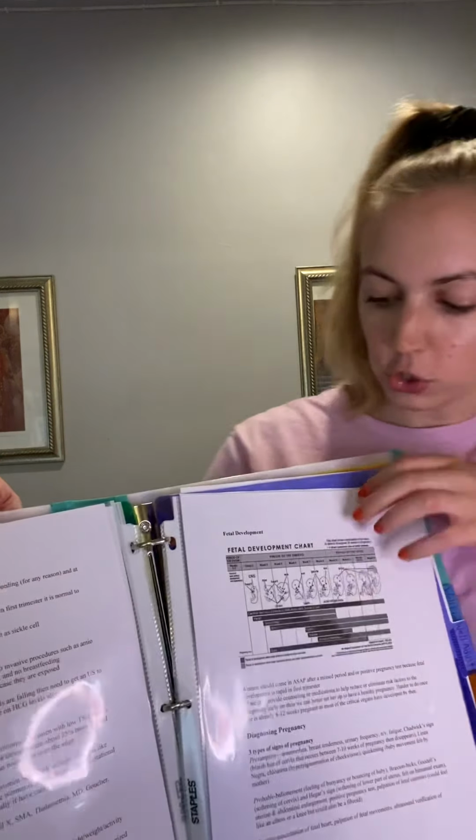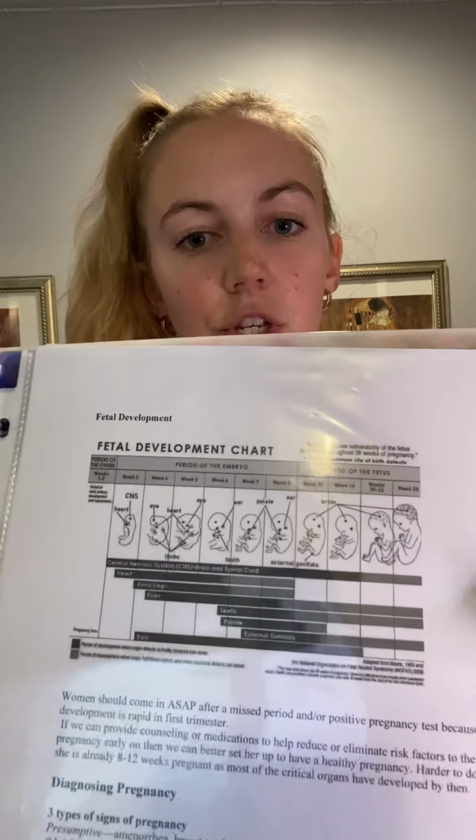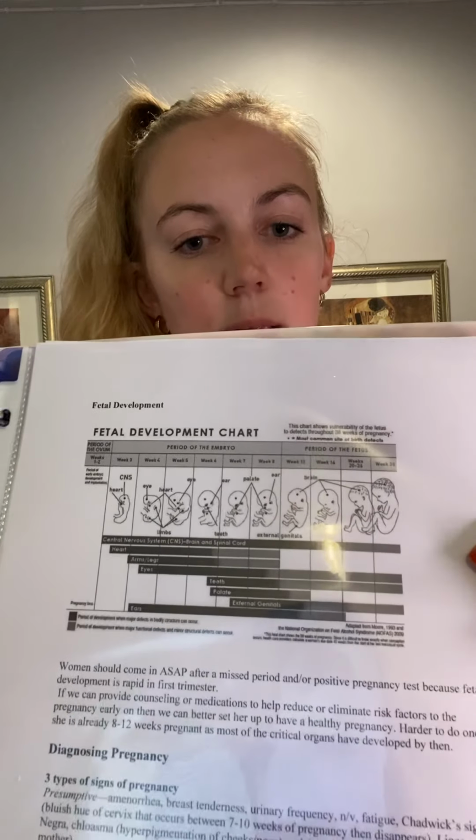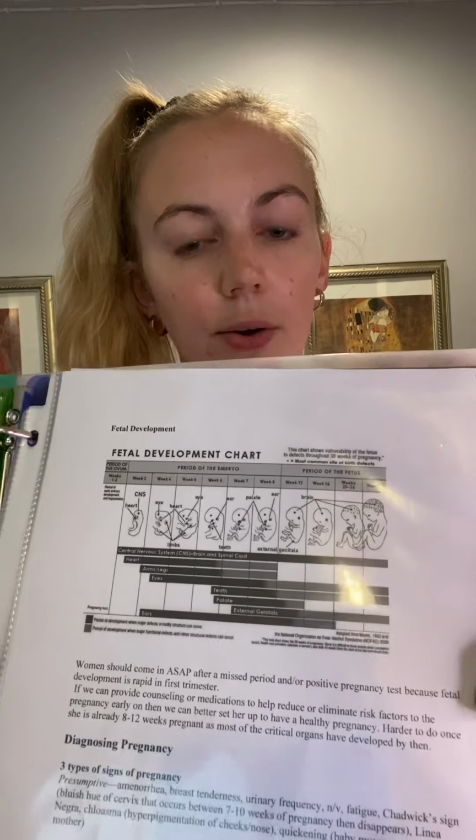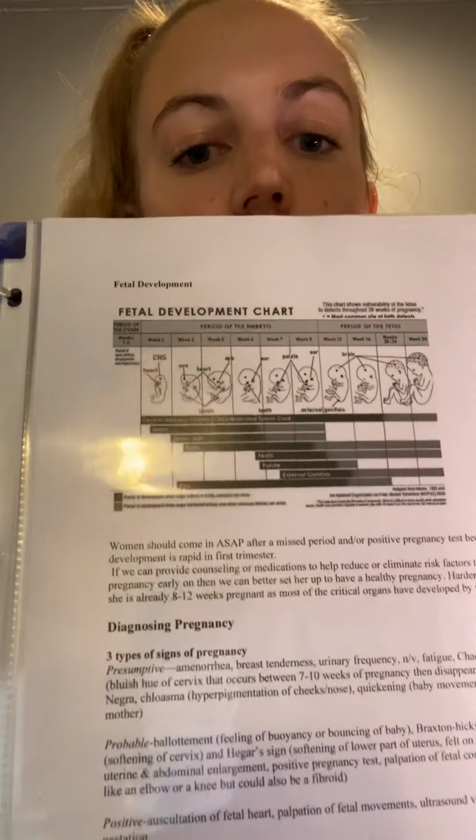And then moving on to fetal development, I just included a little graphic on the different stages of fetal development. And I think this is important because basically it shows why it's important to reach a woman early on in her pregnancy, right after she's had a positive pregnancy test, because there's rapid development in the first 8 to 12 weeks. And then just some information on diagnosing pregnancy.